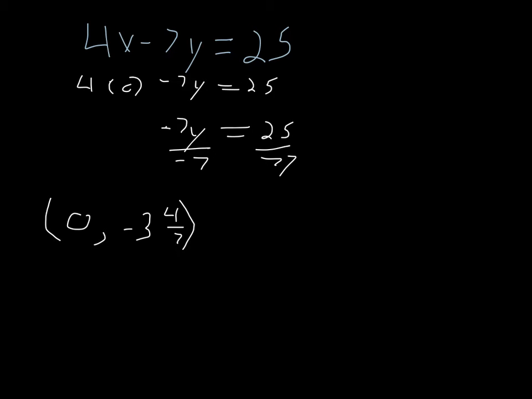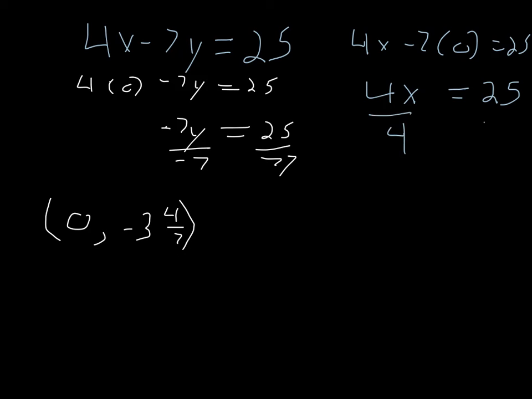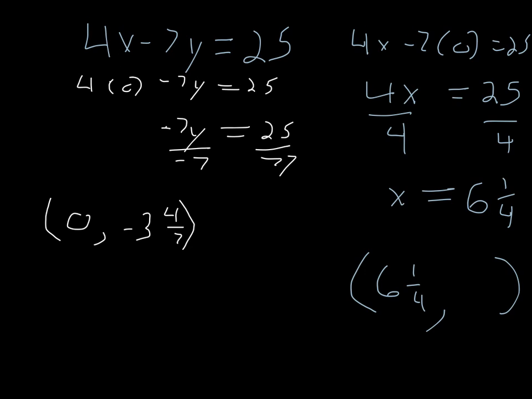All right, solving for our x-intercept, we have 4 times x minus 7 times 0 equals 25. So this simplifies to just 4x equals 25, because negative 7 times 0 is just 0. Divide both sides by 4. x equals, what is that, 6 and 1/4. So since we wrote the other one as a fraction, we'll just leave this one as a fraction too. And those are your two x and y intercepts. Nice work.